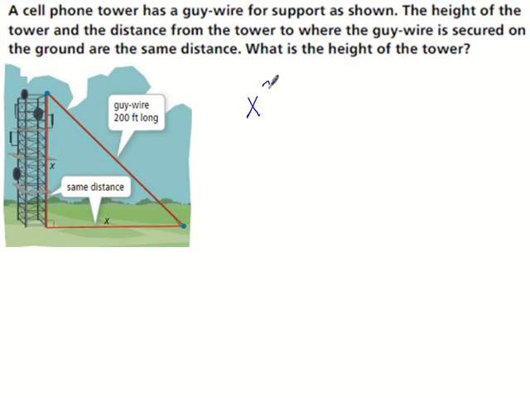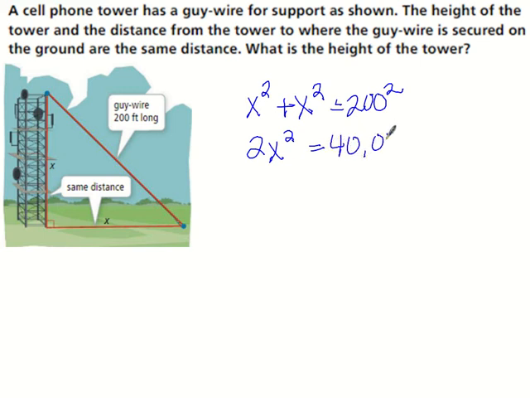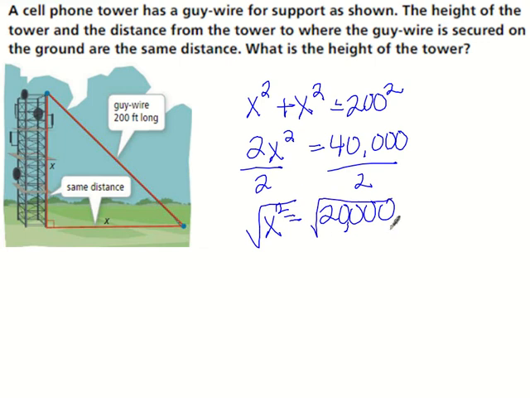So we use the Pythagorean theorem. So it's x squared plus x squared, because those are my legs, are going to equal my 200 squared. So if I combine these, I get 2x squared equals, I square 200, I get 40,000. I divide by 2, and I get x squared equals 20,000. Oh, I lost my squared. So then this is where we're going to square root.